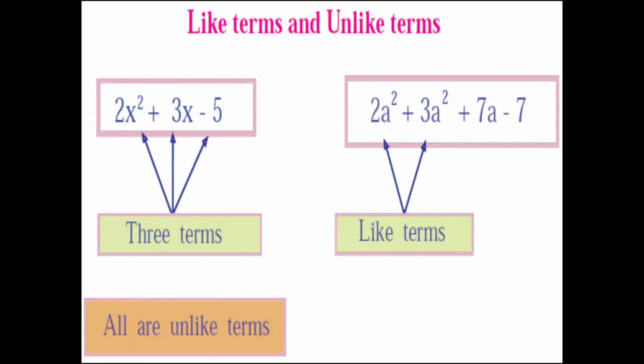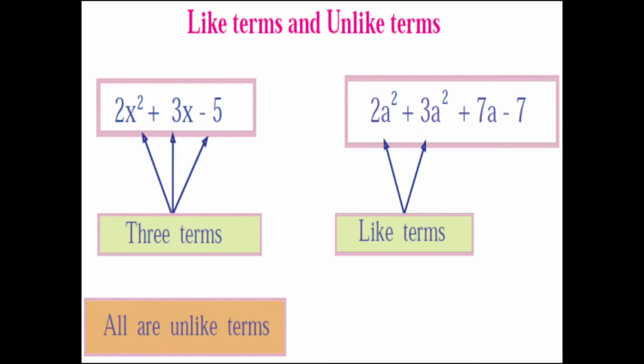Now let us understand what like terms and unlike terms are. 2x square plus 3x minus 5. As you can see in this example, there are three terms and all have different powers. So these three terms are all unlike terms.